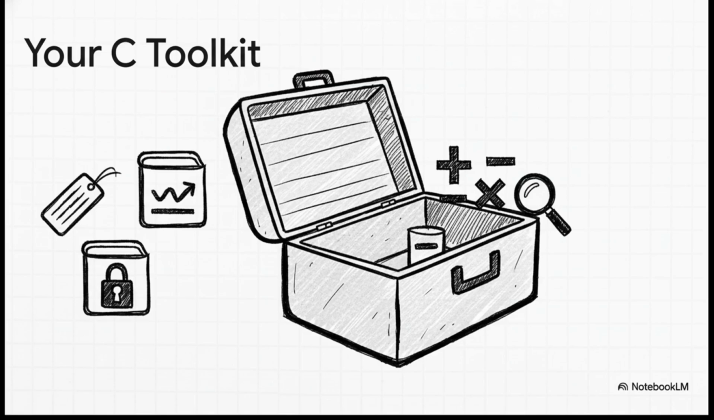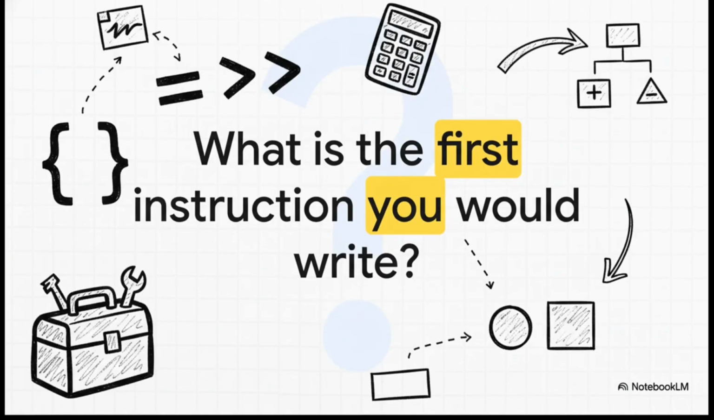Every complex application you use, from the operating system on your computer to your favorite video game, it's all built on these exact same principles. So think about it. With this toolkit we just put together, what's the very first instruction you would write? A simple calculator? A little program to check if a number is positive or negative? The possibilities are now wide open. The next step is just putting the pieces together.